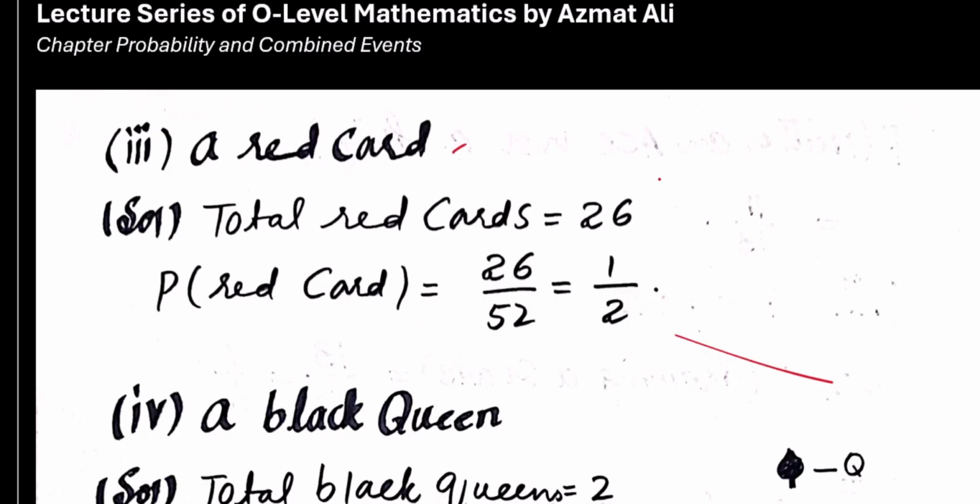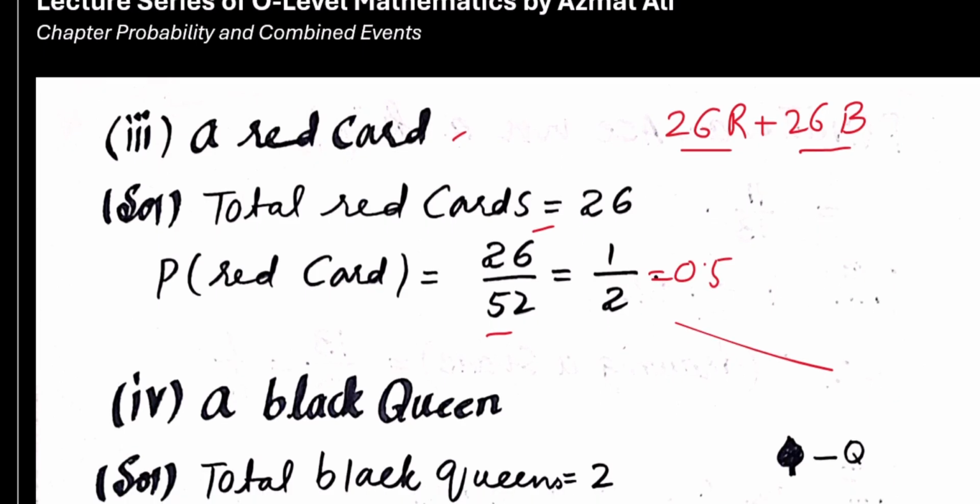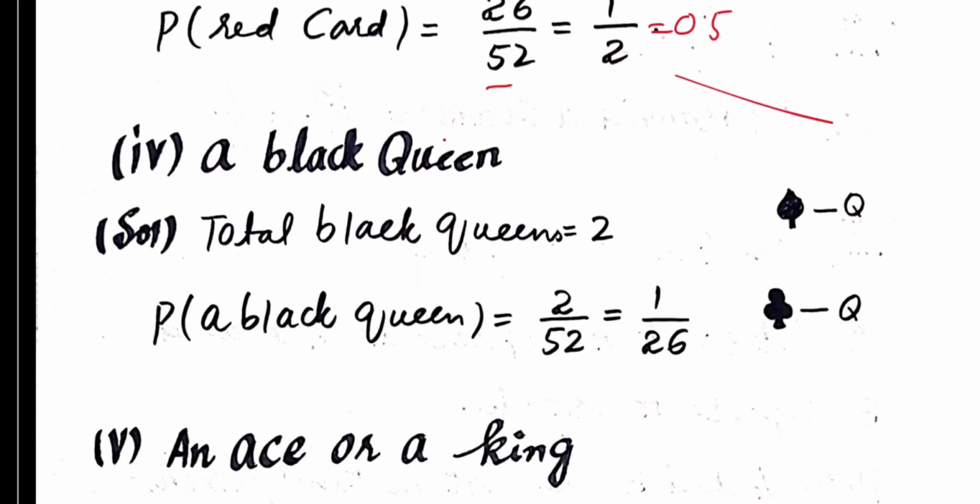A red card. There are a total 26 red and 26 black cards in playing cards. So half of the cards are red and half of the cards are black. So the probability of a red card is 26 out of 52, that is 1 by 2, which is equal to 0.5, 50%. Next we have to find the probability of a black queen.